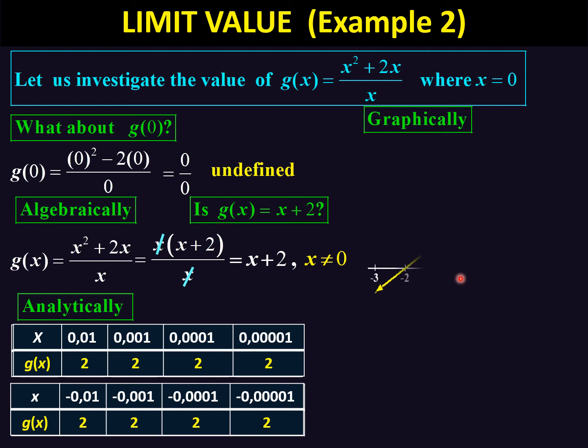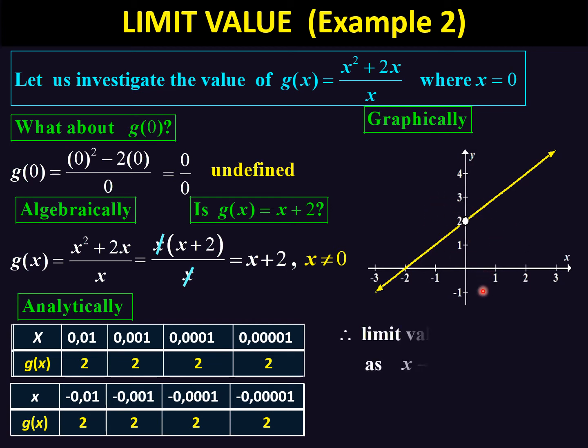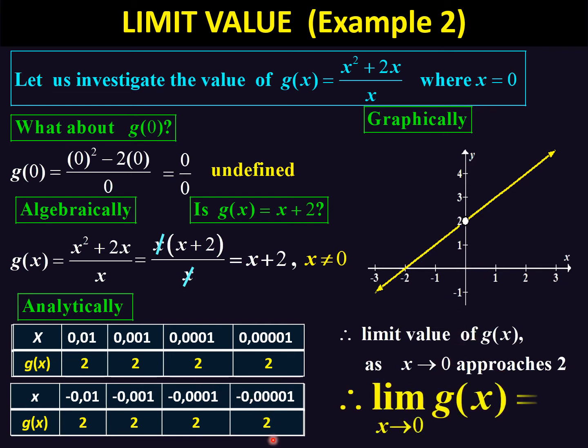g(x) equal to x plus 2 is a straight line, but at x equal to 0 there's a hole, a gap in there. It's undefined at x equal to 0. So the limit value of g(x) as x approaches 0, from the right side and the left side, will be 2. It gets closer to 2, which we can write in simplified form as the limit as x approaches 0 of g(x) is equal to 2.